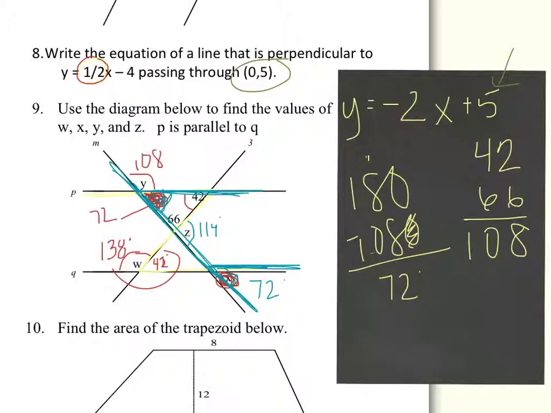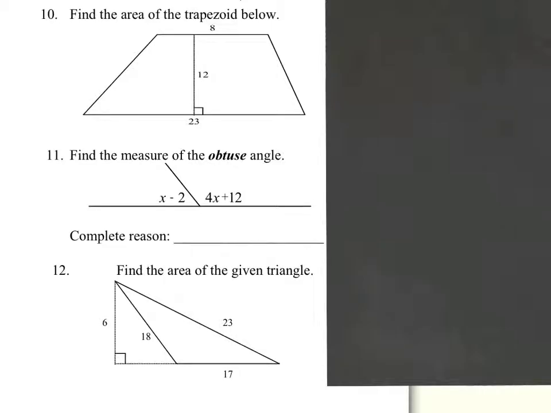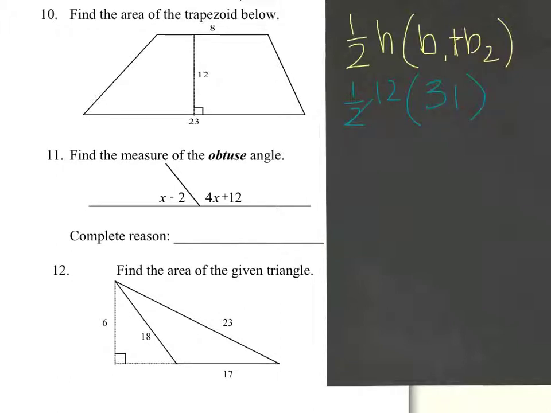All right, it looks like we're going to do 10 next. For 10, finding the area of the trapezoid. Formula. This isn't working very well. There we go. When I do that, I would get 12 for my height. Base 1 plus base 2 is equal to 31. So I can cancel. This is 6 times 31, which gives me 186 for my answer.